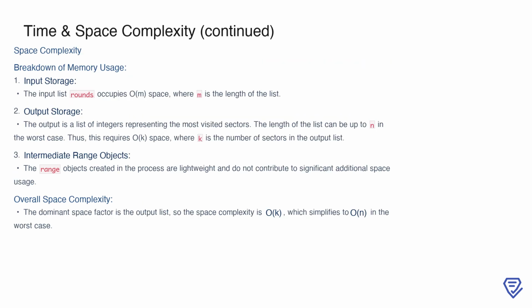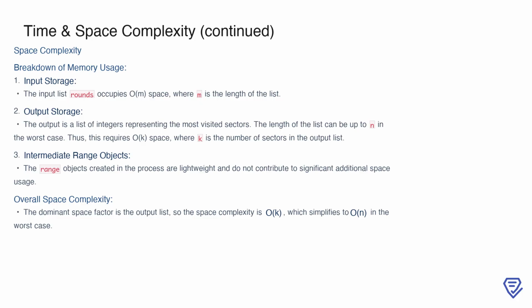Now turning to space complexity, we analyze the memory usage of the solution. The input list rounds occupies O(m) space, where m is the length of the list. This is because the input needs to be stored in memory for processing. The output, which is a list of the most visited sectors, can contain up to n elements in the worst case. This results in an additional space requirement of O(k), where k is the number of sectors in the output list.